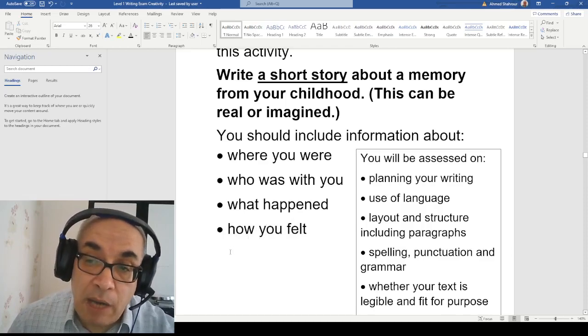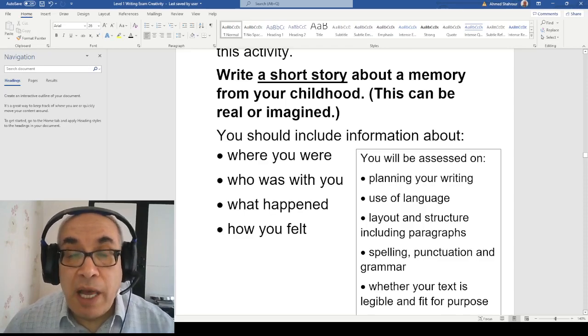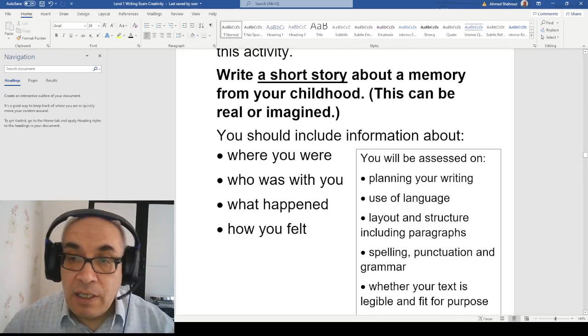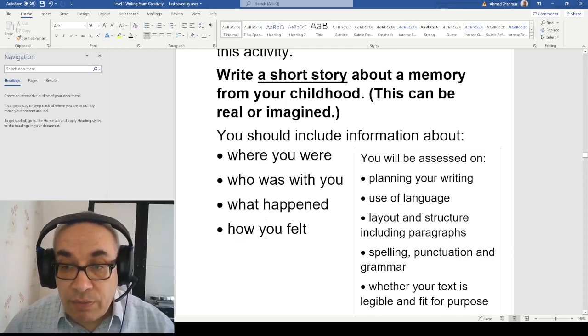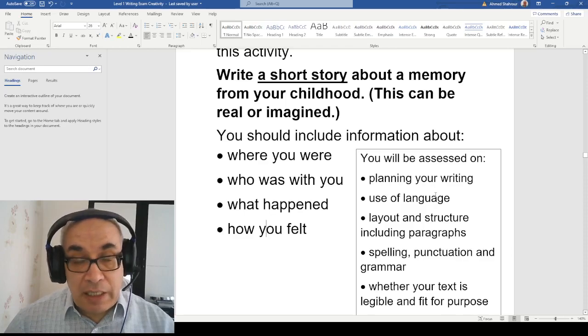In your exam, how do we mark your writing exam? We look at, do you plan your writing? When you plan, you write ideas, of course. How do you use language? And this is about, does your language have meaning? Does your language have correct grammar?